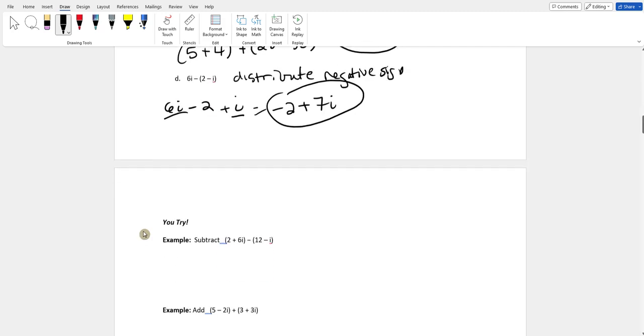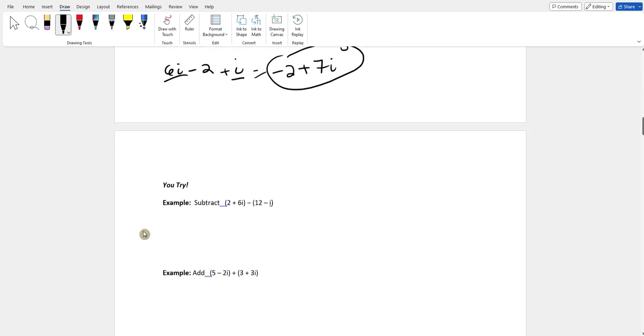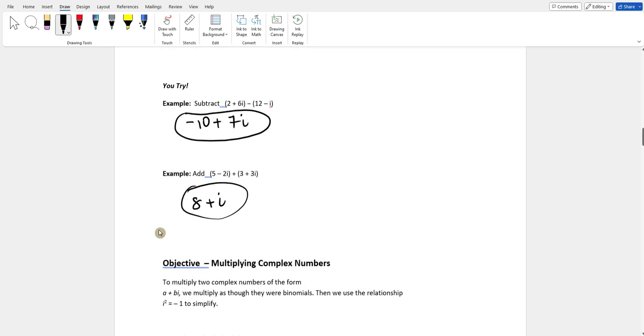So I do have a couple of you-try problems. I'm going to have you try that on your own. I did go over this in the classroom. But the answer here will be -10 plus 7i. And the answer here would be 8 plus i. So I'll have you figure this out. I just wanted to save time on my video, so I won't go over those steps.